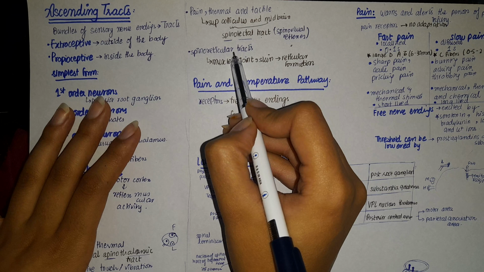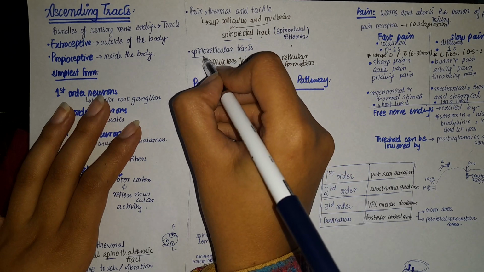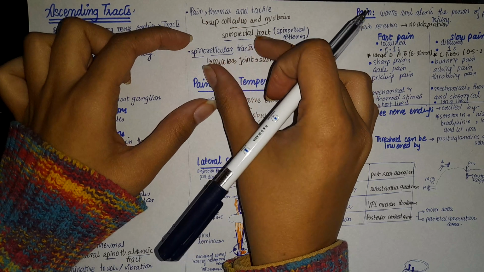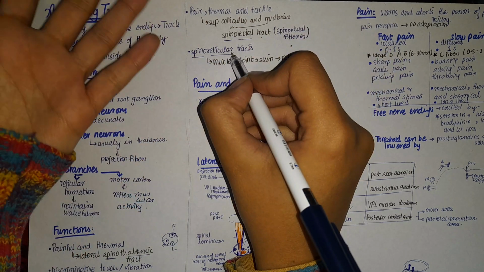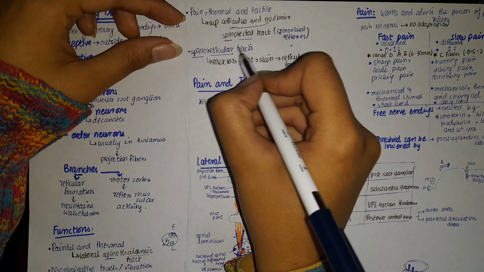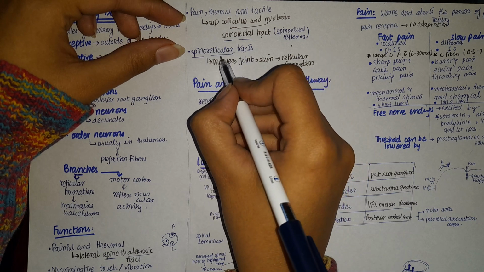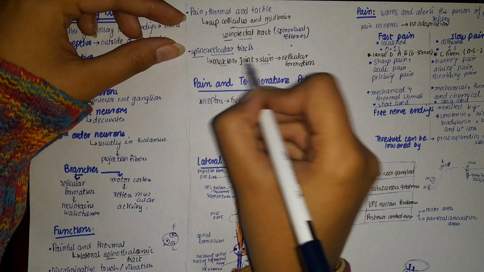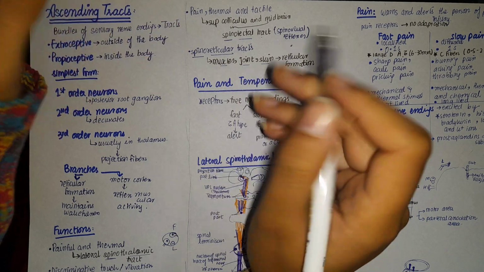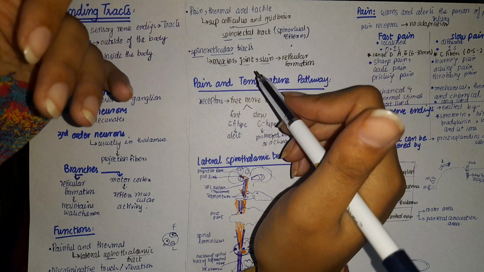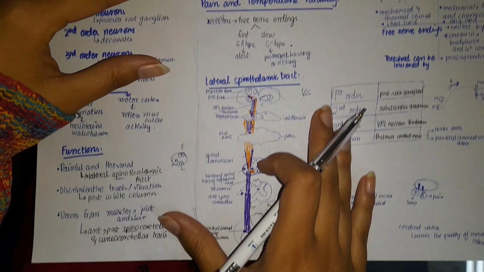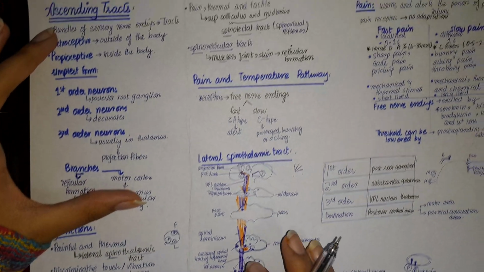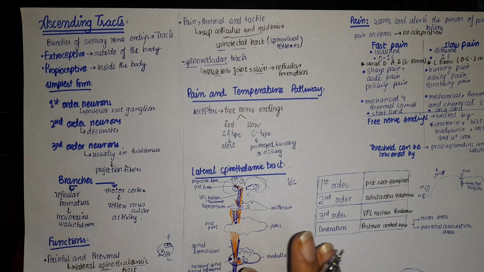And then we have the spinoreticular tract. This begins in the spinal cord and goes to the reticular substance of the brain. The reticular substance actually apprises the body of our conscious activities. So it maintains wakefulness. So the wakeful or conscious information from muscles, joints, and skin goes via the spinoreticular tract. Whereas unconscious information from the muscle, joint, and skin goes via the spinocerebellar tract. So this is how we are going to divide the whole ascending tract.